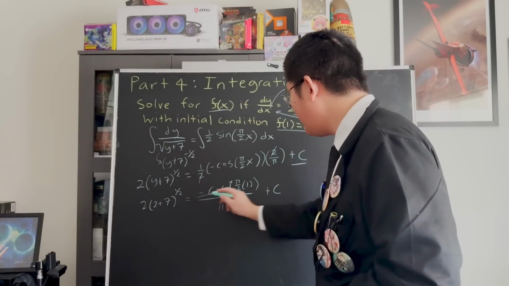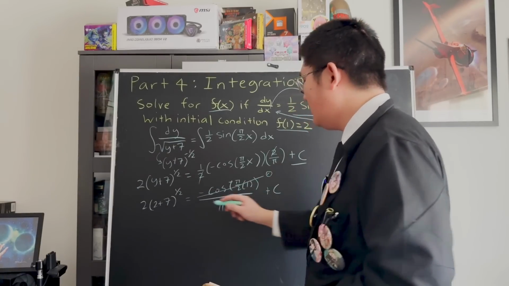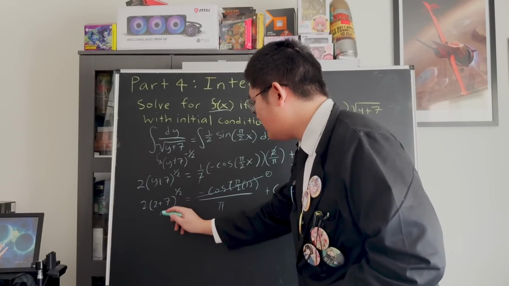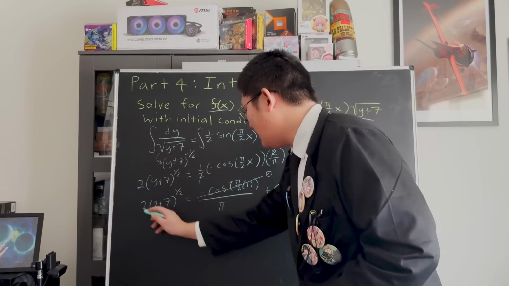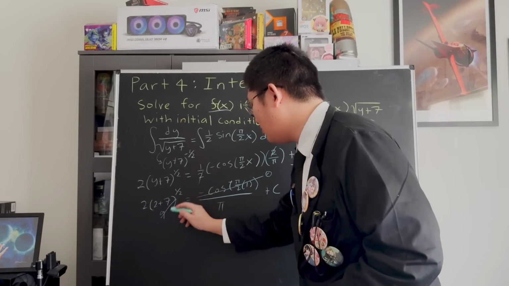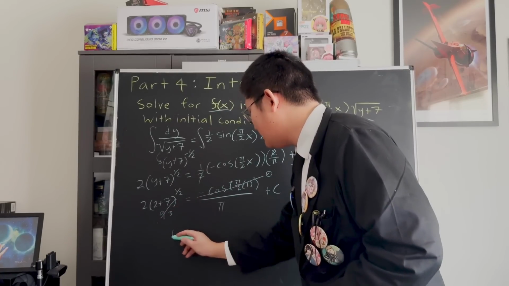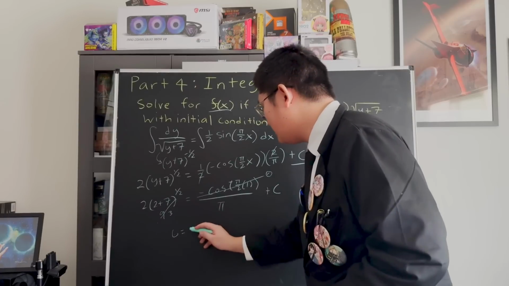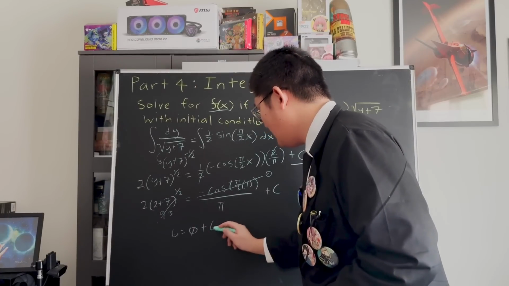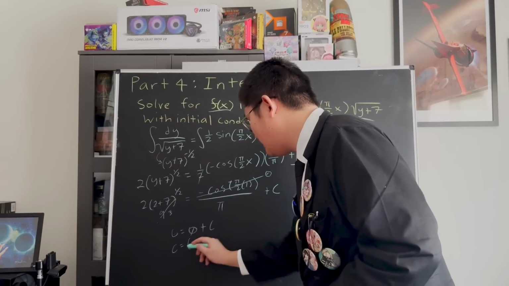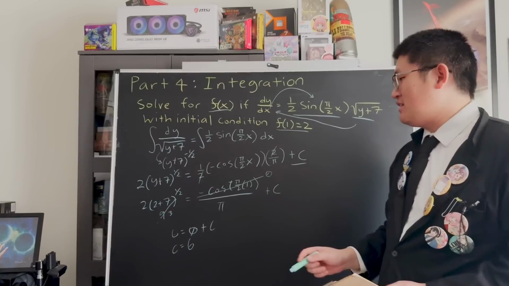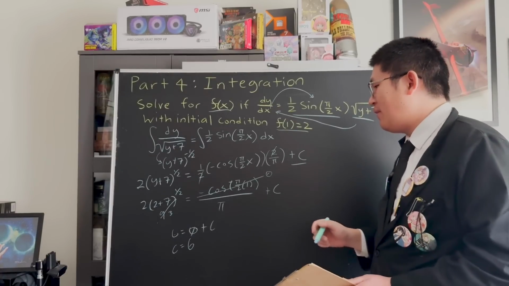Cosine of pi over 2, thankfully, goes to 0. And then 2 plus 7 is 9 to the 1/2 power, making it a 3 times 2. So this 9 again will go to 3. So times 2 makes it 6, being equal to 0 plus c. And so with that, c is equal to a positive 6. And so that takes care of that for this part right now.